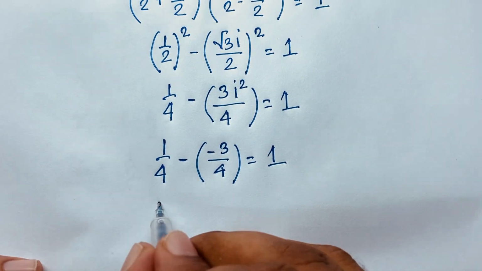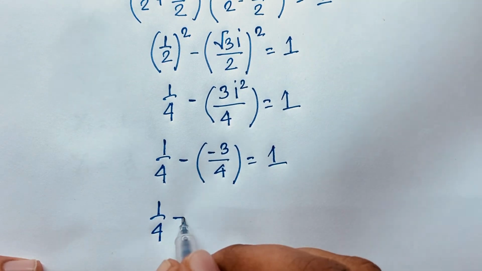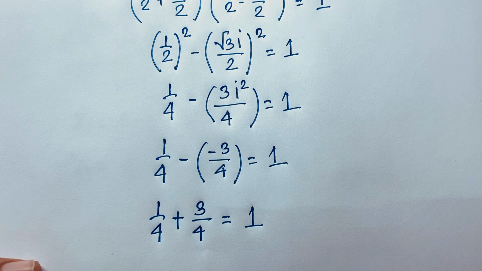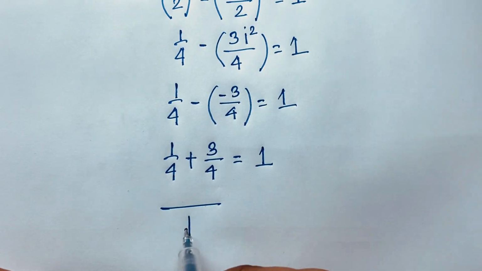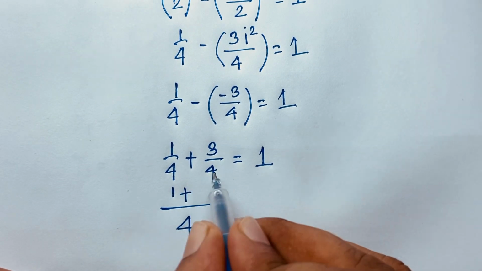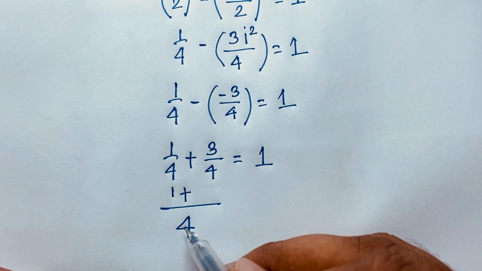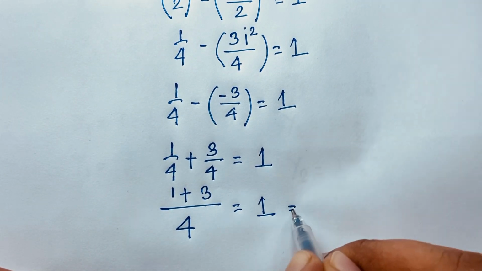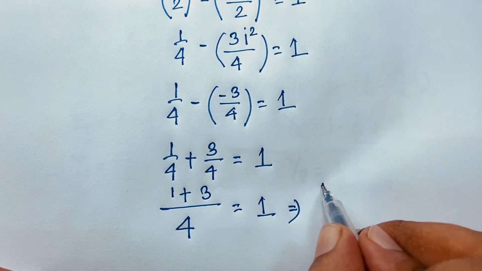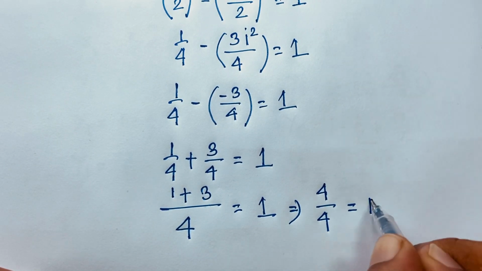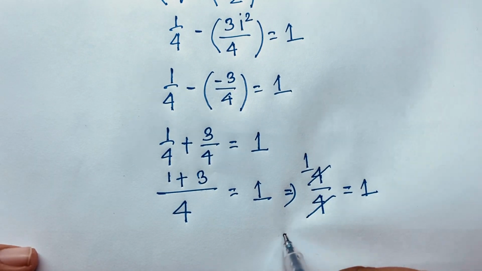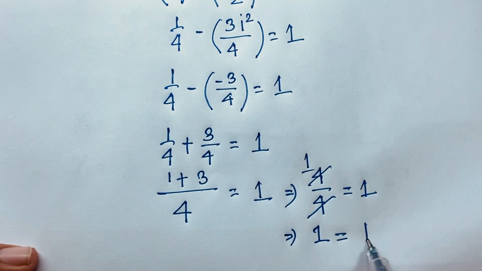Then here 1 over 4 and minus minus, it will be plus 3 over 4 is equal to 1. Then the least common value is 4, then 4 divided by 1 will be 1, 4 divided by 4 will be 1, 1 times 3 will be 3, is equal to 1. Then you can see 1 plus 3 will be 4 over 4 is equal to 1. Then 4 divided by 4 will be 1, so the left hand side and right hand side are equal, so you can see 1 is equal to 1.